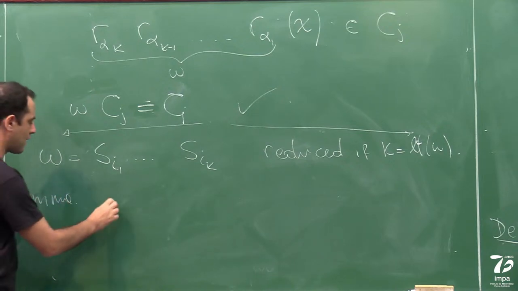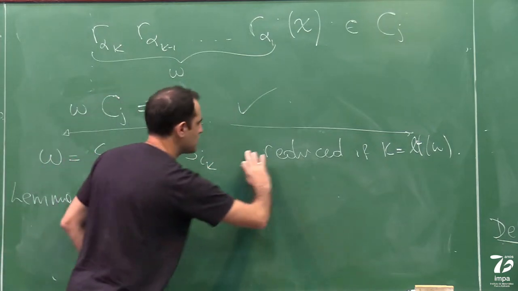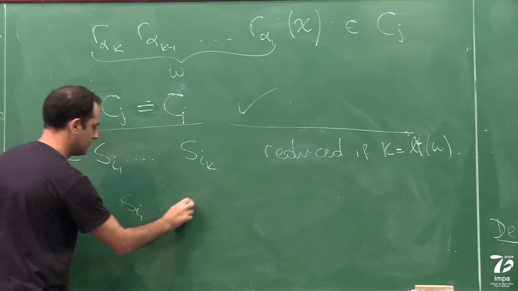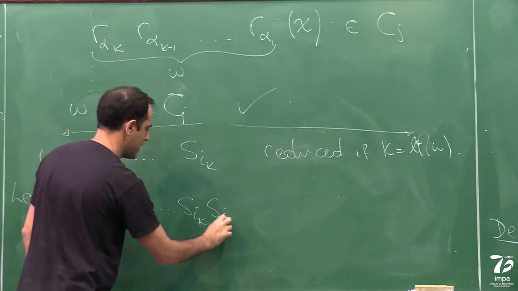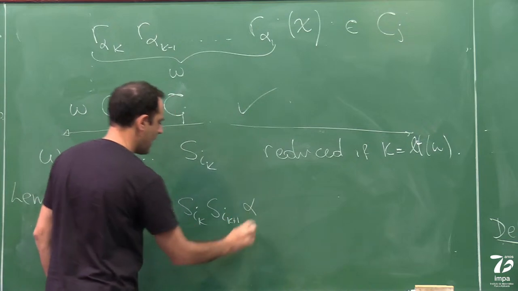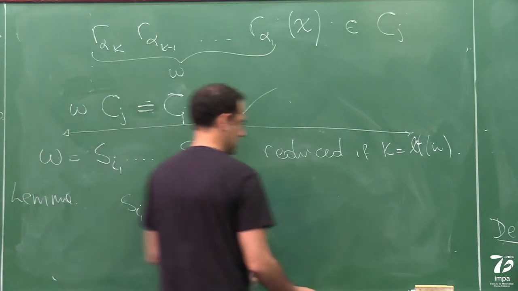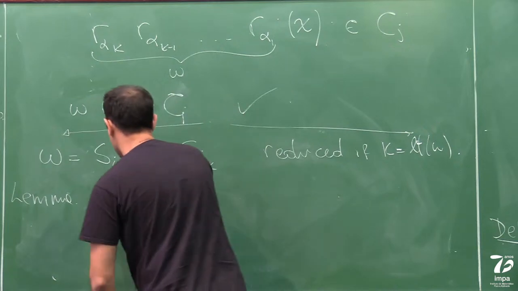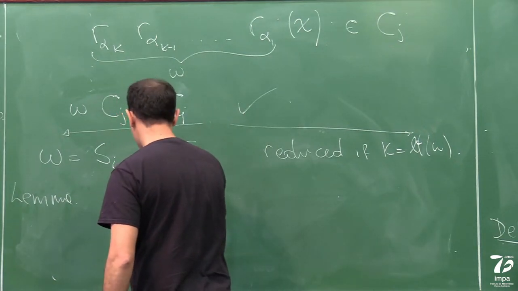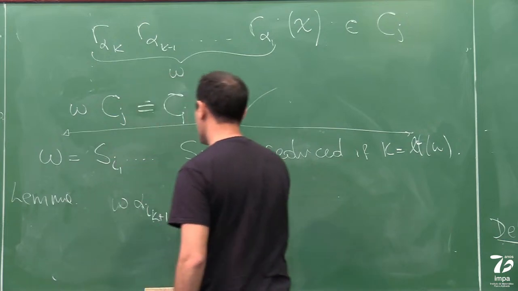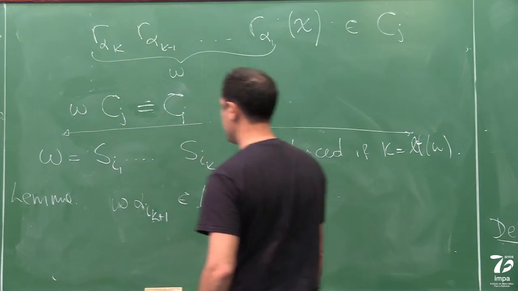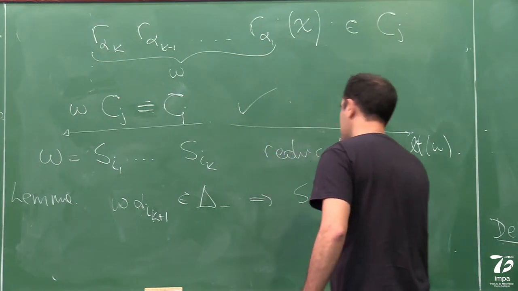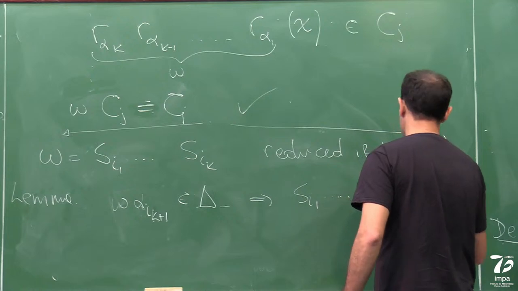If you have an expression like this for W, let's suppose that it's not reduced, so you have an expression like this, and let's suppose that s_i1 up to s_ik applied to alpha_i(k+1) is negative. Then s_i1 up to s_ik, s_i(k+1) is not reduced.